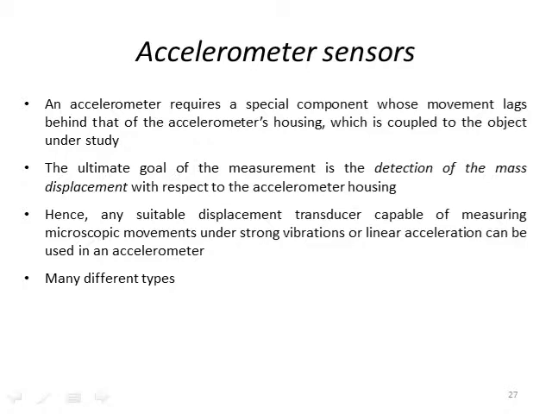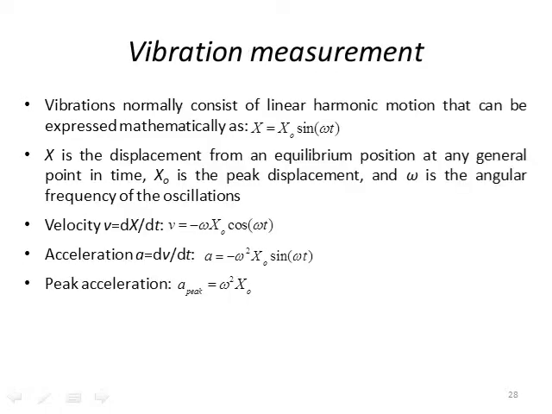Okay, so there are many different types of sensors that we can design for different applications. So in a vibration measurement, where this proof mass is vibrating, it would be a driven vibration, and we can think of this as a linear harmonic motion, and express it as x = x0 sin(ωt). Now, x is the displacement from an equilibrium position at any general point in time. Typically we take averages for these types of things.